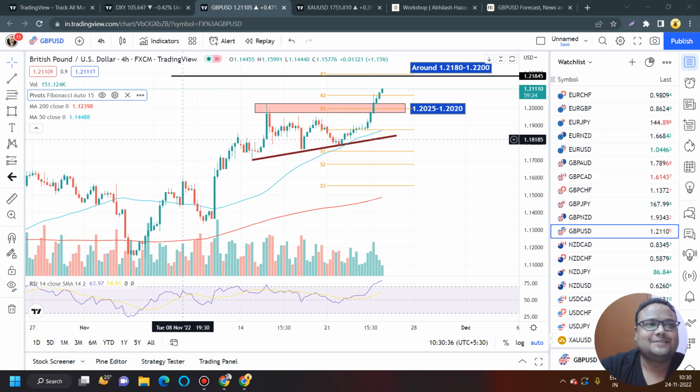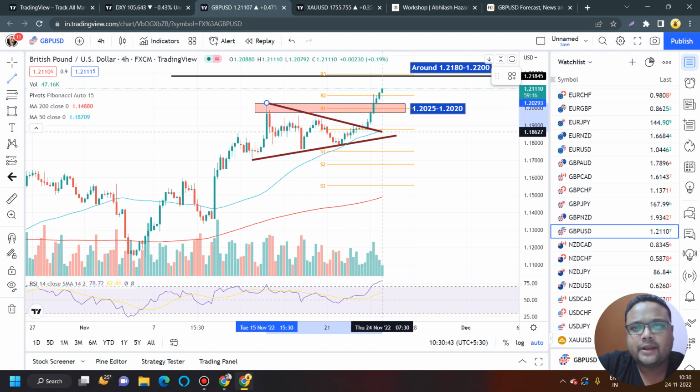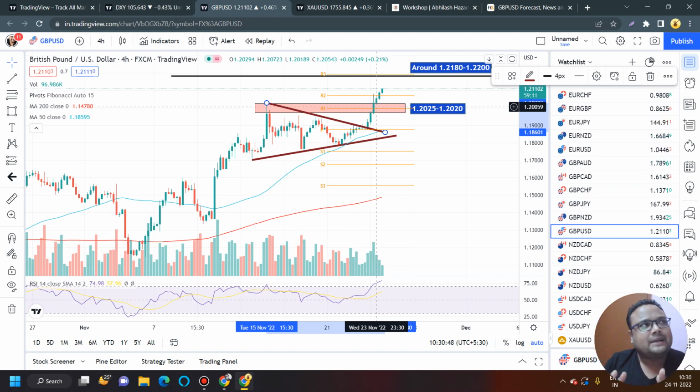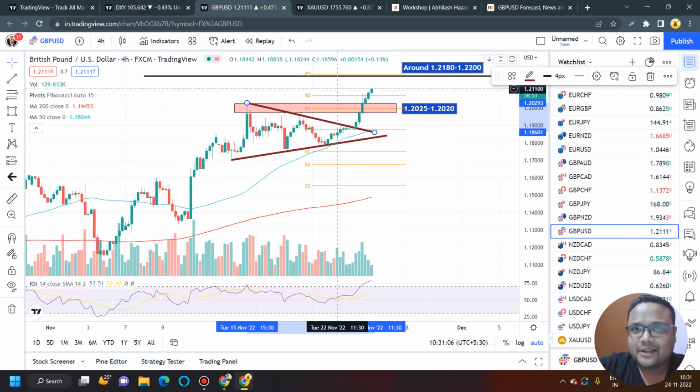So let's get started. This is a 4-hour chart of GBP USD, and for the last 2 days, we were talking about the possible breakout because we could spot a symmetrical triangle pattern. To be honest, I was expecting the breakout after 1 or 2 days, but we got the breakout yesterday. Massive breakout. Right now GBP USD is standing at 1.2110, and still there is no sign of coming down. So GBP USD looks extremely strong on the charts.